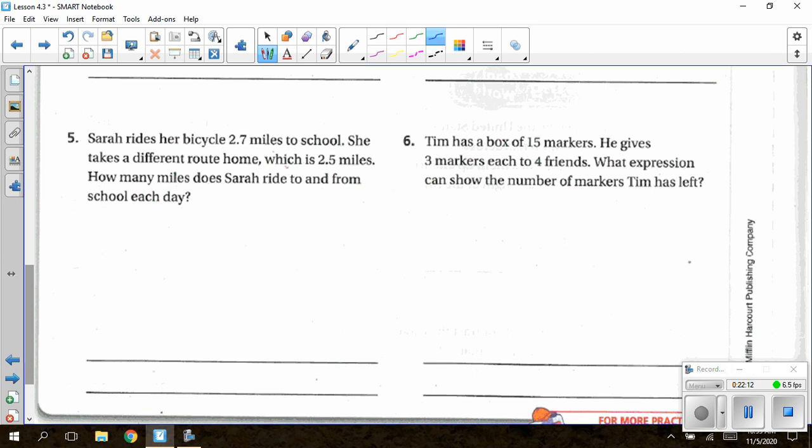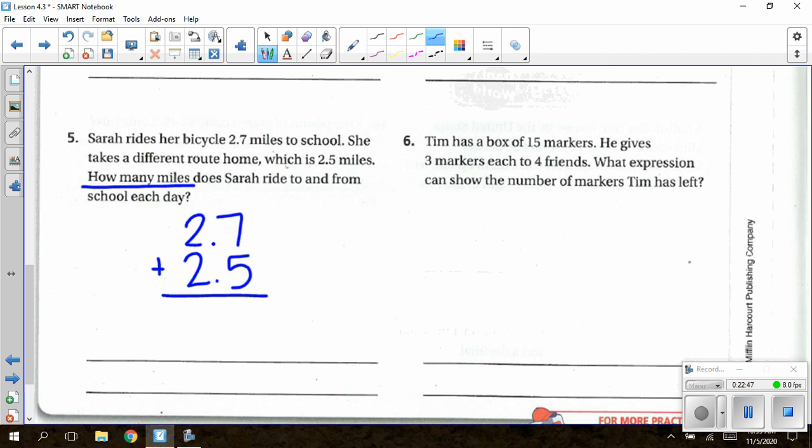For question number 5, Sarah rides her bicycle 2 7/10 miles to school. She takes a different route home, which is 2 5/10 miles. How many miles does Sarah ride to and from her school each day? So we are trying to find the total number of miles. So to find the total, we would add her trip to school plus her trip home. So remember when you are adding this, you're dropping the decimal straight down.